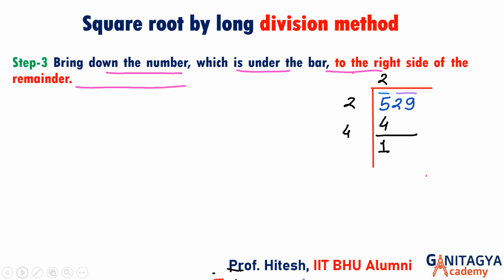Now step 3. Step 3 is bring down the number which is under the bar to the right side of the remainder. So we will bring down 29. There is no doubt. Now we have to put a number over here and a number over here. Let us say we will put A. So we have to multiply 4A by A. Then we have to put it here. This is step number 4. So first let me clear this. Till now there is no issue. So let me move to step number 4.